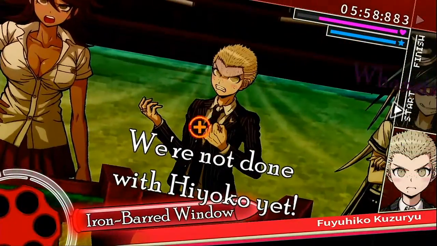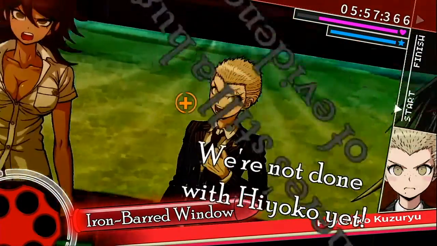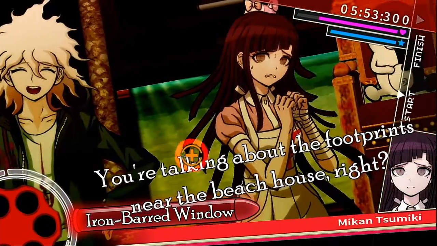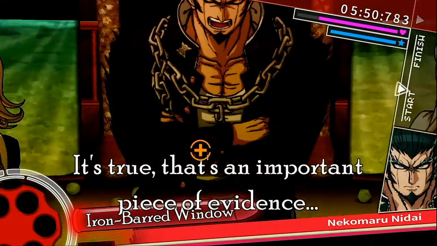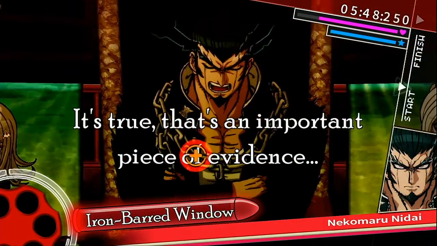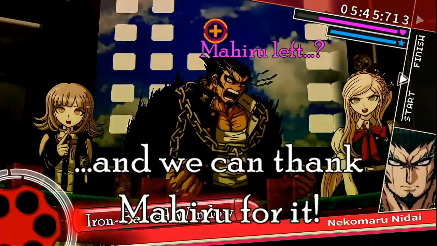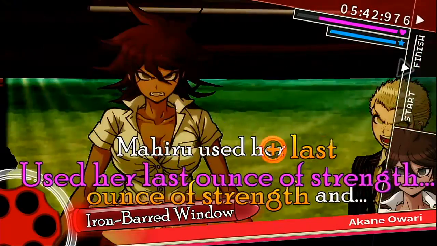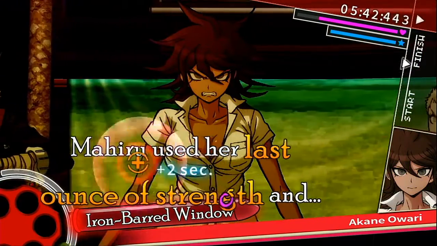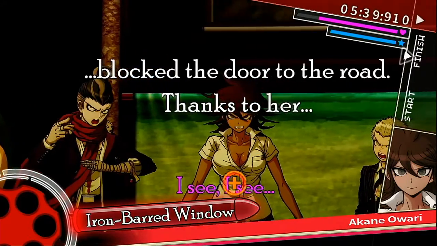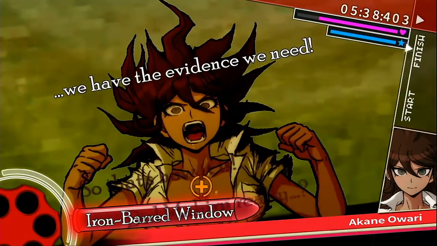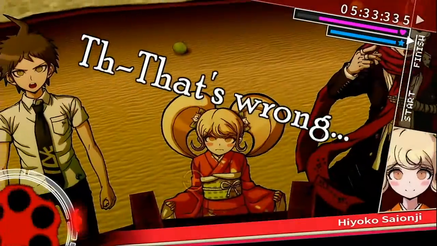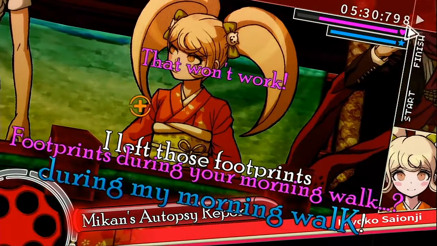We're not done with Hiyoko yet. There's still a huge piece of evidence left. You're talking about the footprints near the beach house, right? It's true, that's an important piece of evidence. And we can thank Mahiru for it! What does that mean? Mahiru used her last ounce of strength and blocked the door to the road. Thanks to her, we have the evidence we need! That's wrong! I left those footprints during my morning walk!